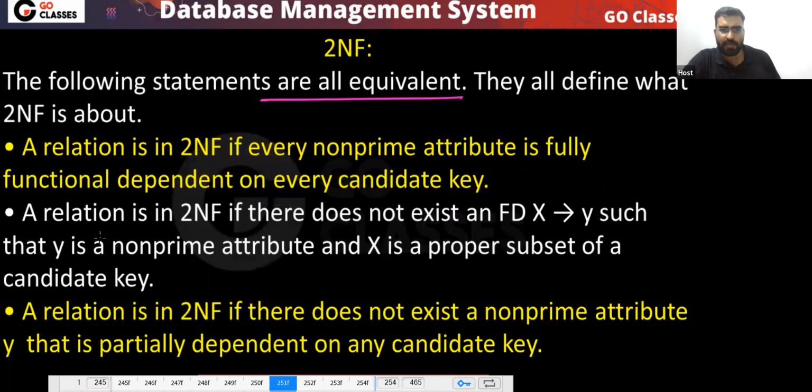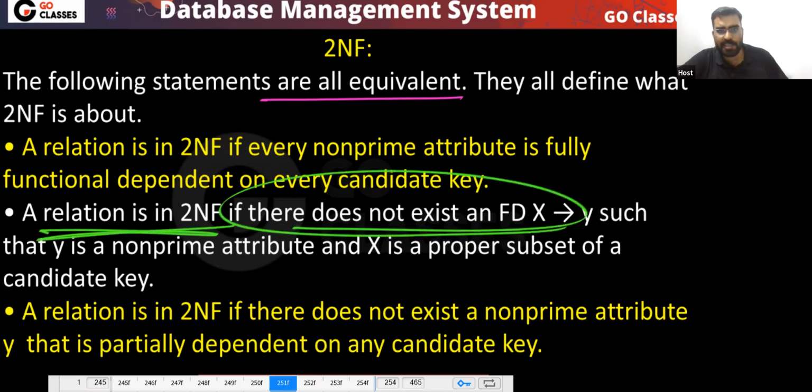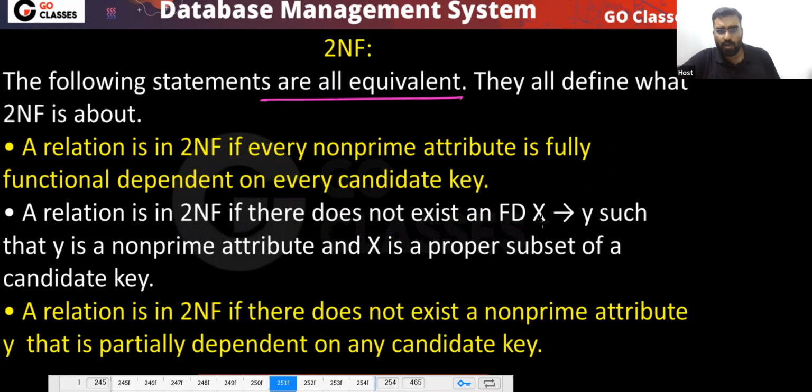Another definition of 2NF: a relation is in 2NF if there does not exist any FD where a proper subset of a candidate key is determining a non-prime attribute. Yes or no? These definitions are equivalent. A relation is in 2NF if there is no functional dependency where a proper subset of a candidate key determines a non-prime attribute. So all these definitions are basically equivalent. We have already seen.